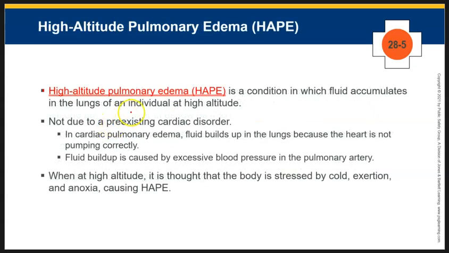We get high altitude pulmonary edema. High altitude pulmonary edema is essentially a fluid buildup in the lungs, swelling in the lungs, just as we see in a cardiac pulmonary edema. Why? Because the heart's not pumping correctly. And we get excessive blood pressure in the pulmonary artery leading away from the heart to the lungs. That's going to allow some fluid to move across the capillaries in the alveoli and start to fill some of those alveoli. We get fluid buildup, pulmonary edema, but the cause this time, high altitude.